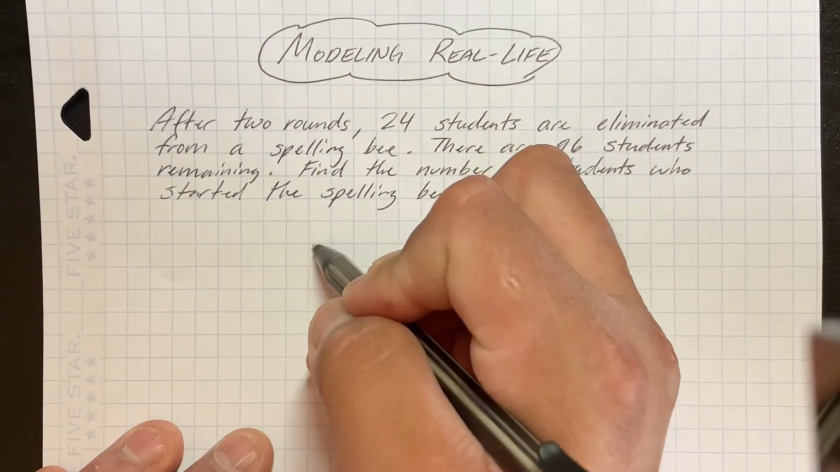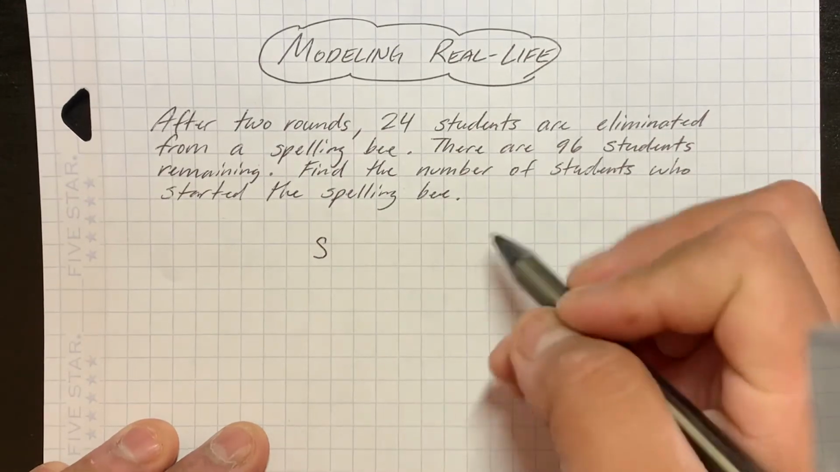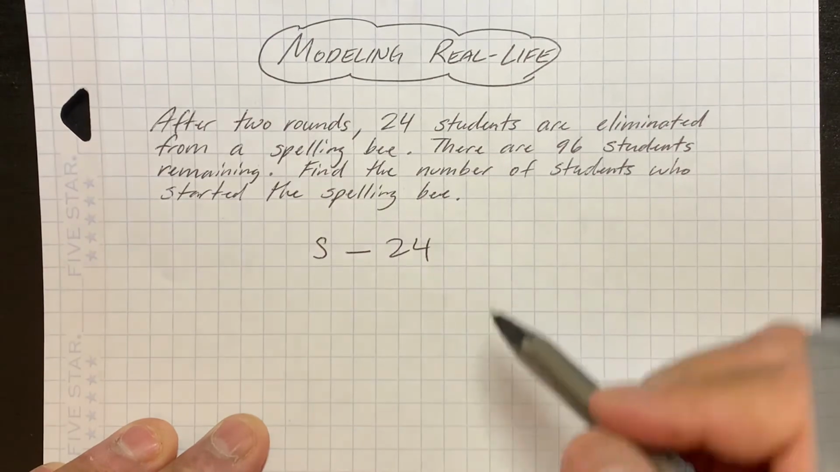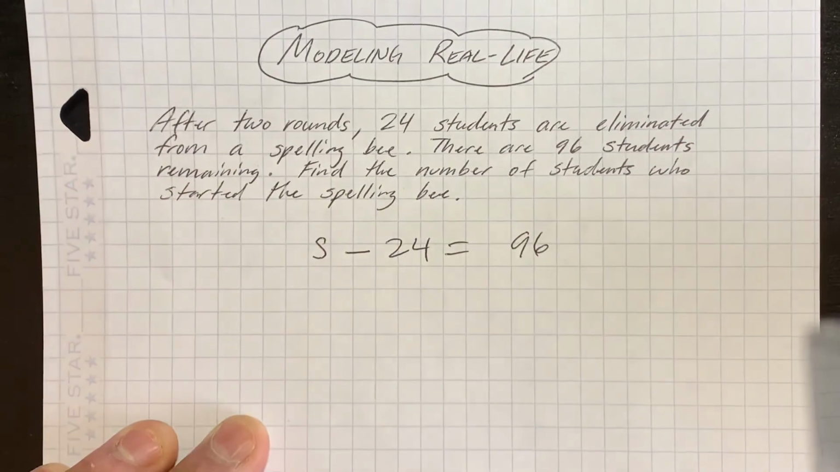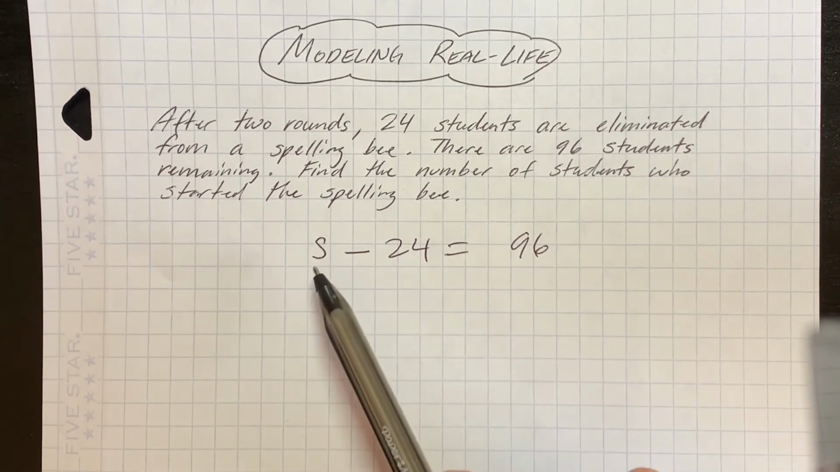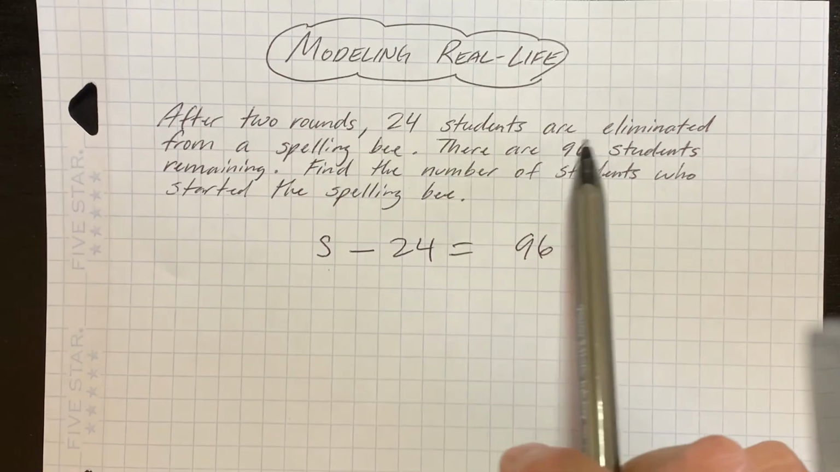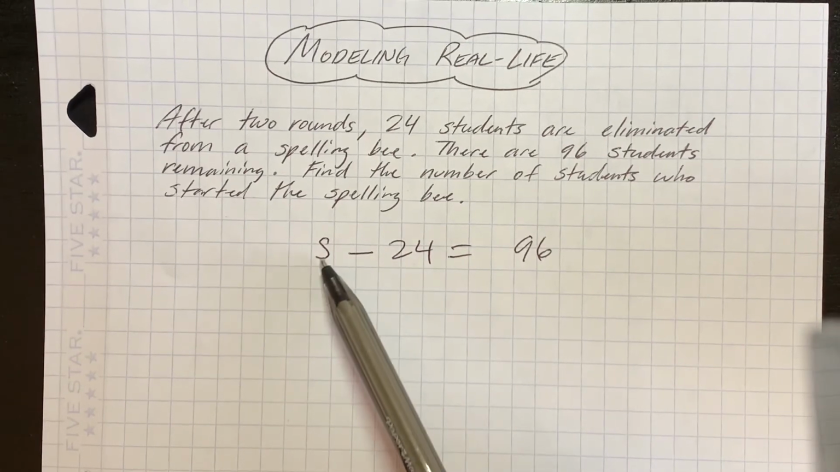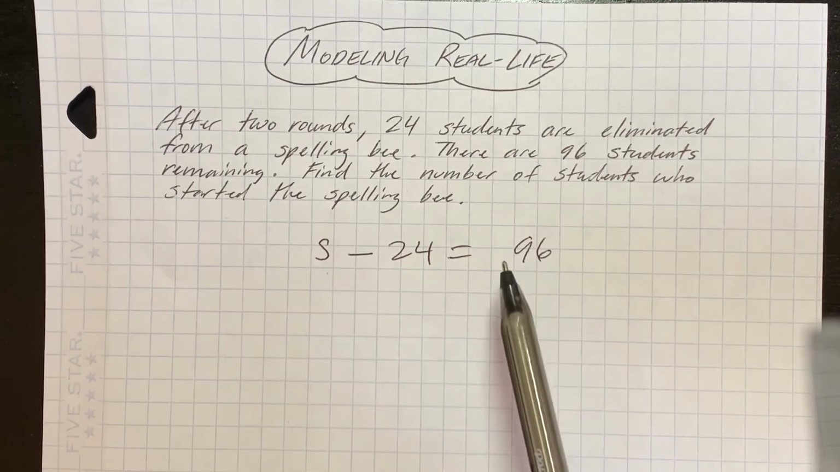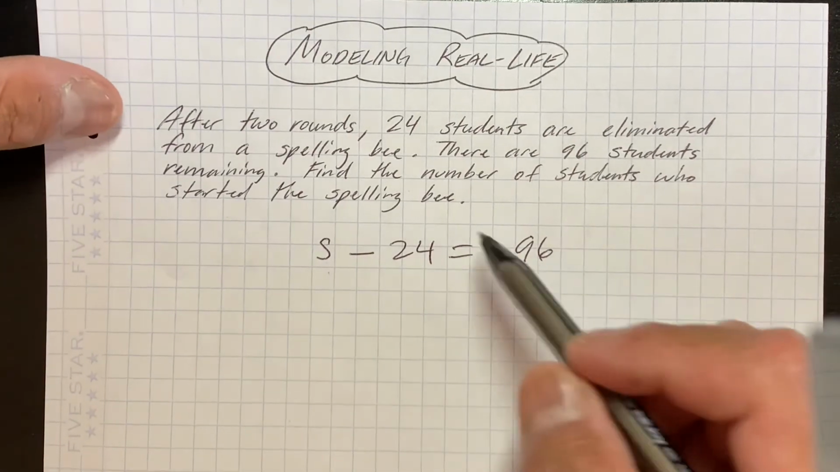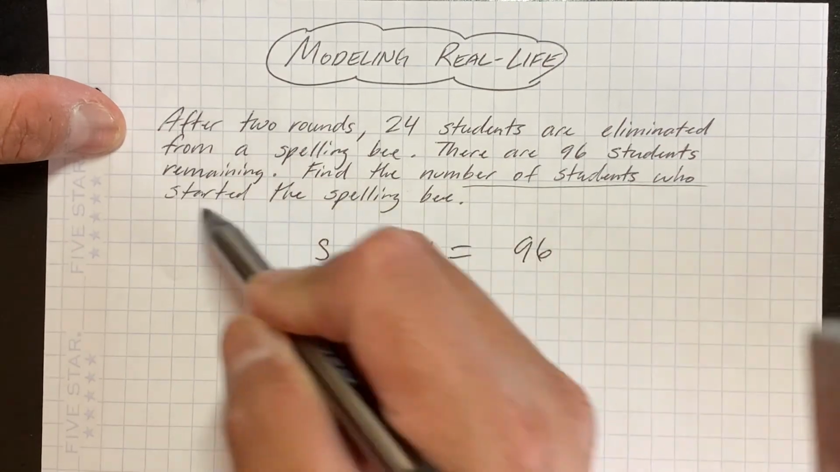Let me use the variable s for students. We do know that 24 of them are out and there are 96 remaining. So I have s minus 24 equals 96. One more time, the s stands for students. 24 students are eliminated from the spelling bee, so we have 24 less than what we started with. But we do know that there are 96 students still remaining. So we want to know the number of students who started the spelling bee.